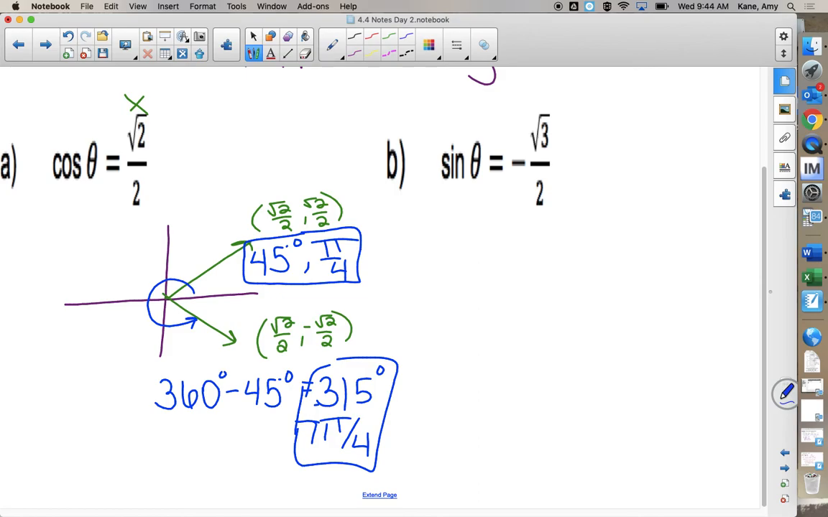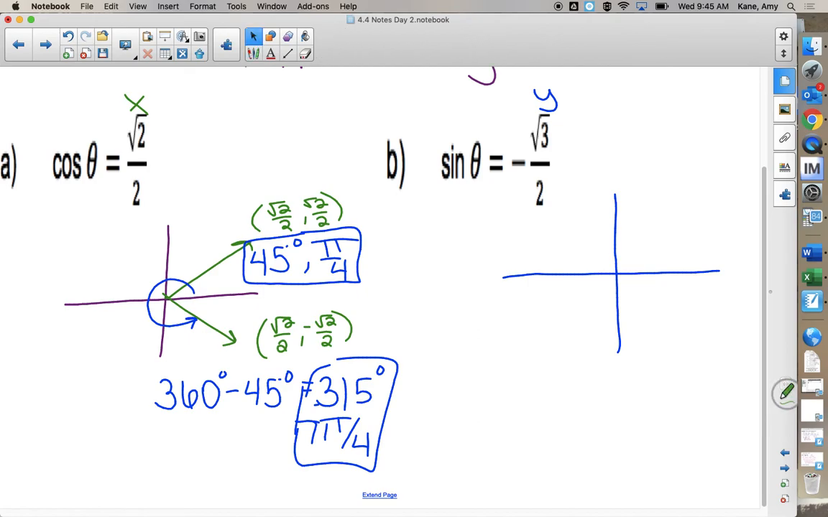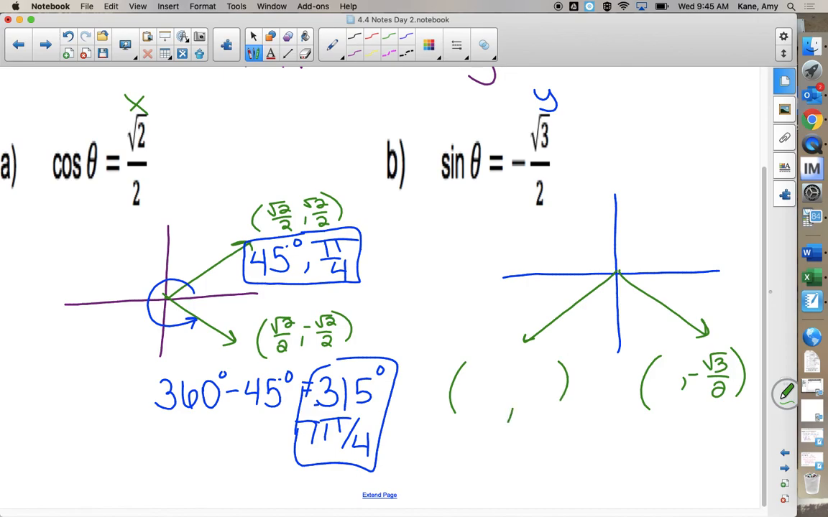All right, let's see if we can try this again. So B, the sine is negative square root of 3 over 2. Is sine x or y? Y. Where is the y negative? The fourth quadrant. And where else is y negative? The third. Do you know what x value would go along with these ordered pairs? Yeah.